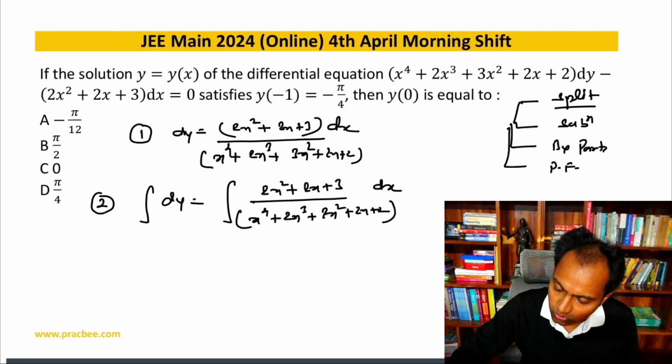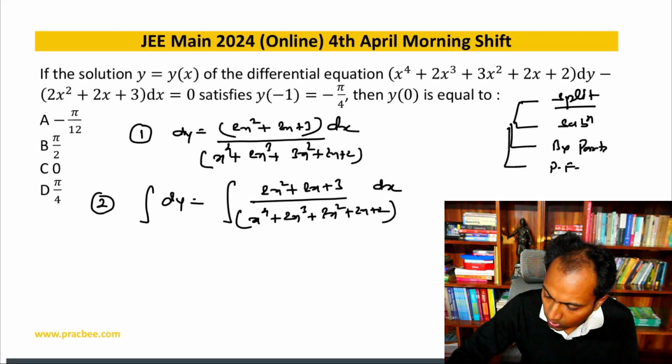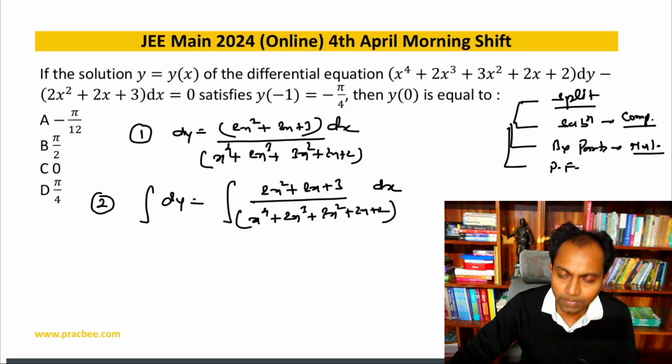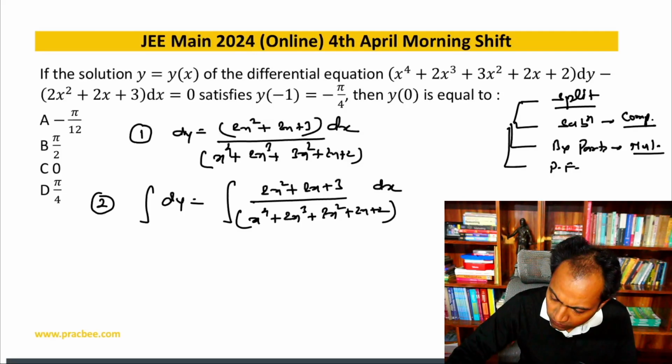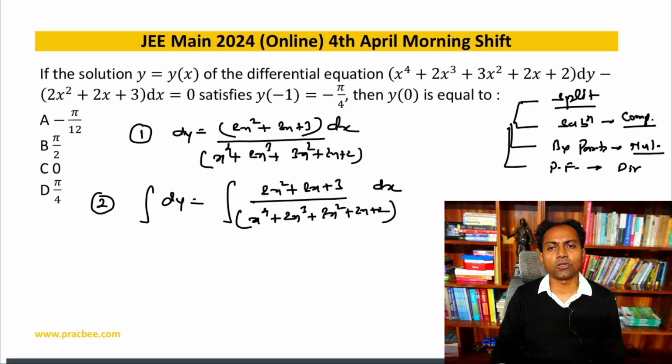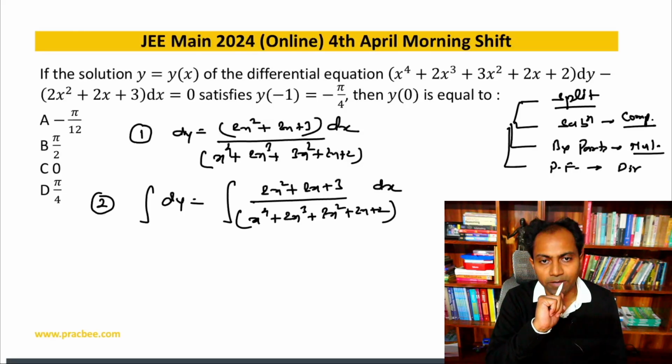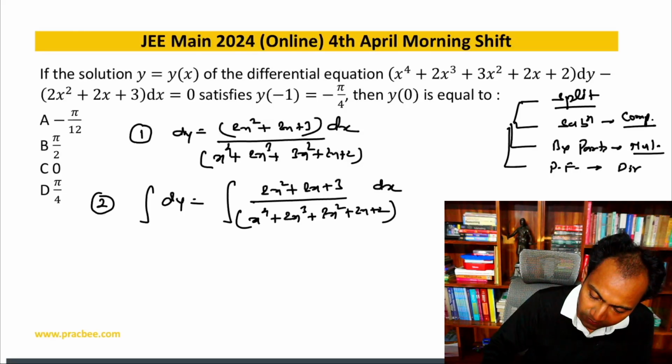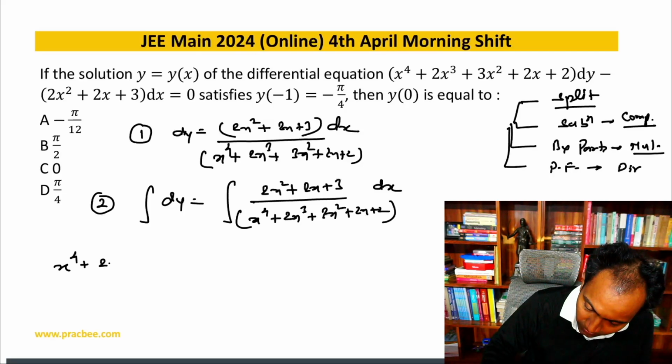Now here also we have this idea that whenever you have a composite function, we do substitution. Whenever you have multiplication of two functions, we generally apply by parts, and whenever there is division of two functions, we apply partial fraction. So we should think in the direction of splitting the denominator and applying partial fraction. So now if I write the denominator, it is possible to factorize it.